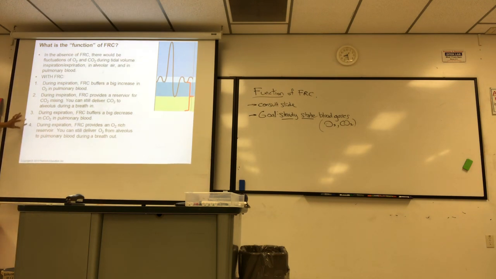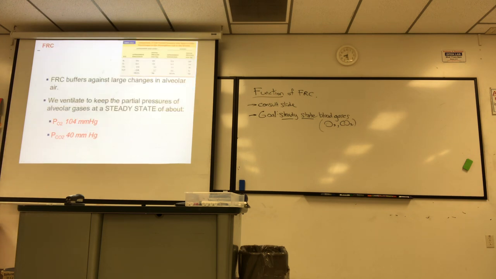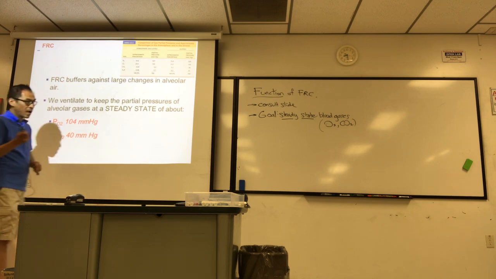Same thing for a breath out. We breathe out to get rid of CO2. But FRC buffers a big drop. And during a breath out, FRC provides an O2-rich reservoir. You can still deliver oxygen from the alveolus to the blood while you're breathing out. So in that way, you're able to keep the values at steady state. FRC buffers against large changes in alveolar air, and we ventilate to keep partial pressures of alveolar gases at steady state at about, you know, our 104-40 values. So imagine if you held the breath.